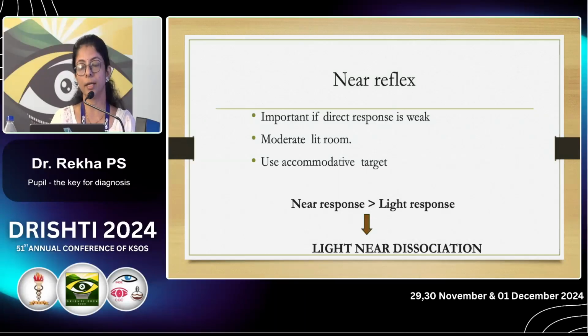Now if the direct light response is weak, then definitely we have to look for the near response. Here it should be a moderately lit room, and you should use an accommodative target. We should not use a light source. And suppose the near response is better than the light response, then we call it light near dissociation. We have a different set of conditions leading to light near dissociation, and we have to investigate in that area.